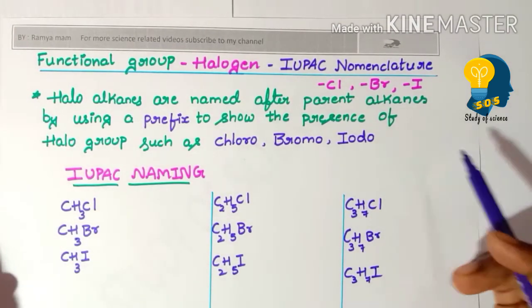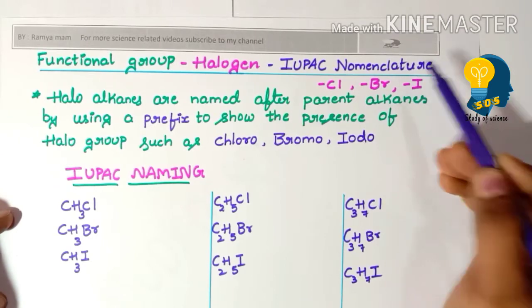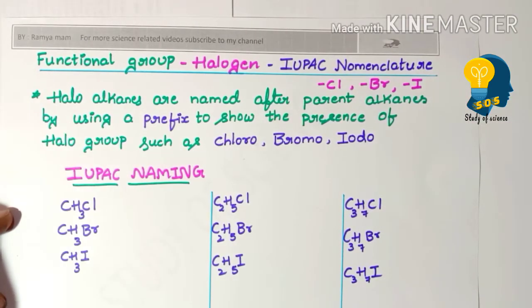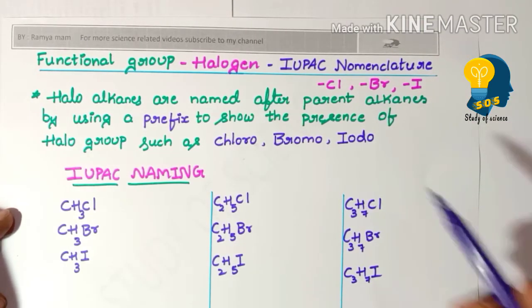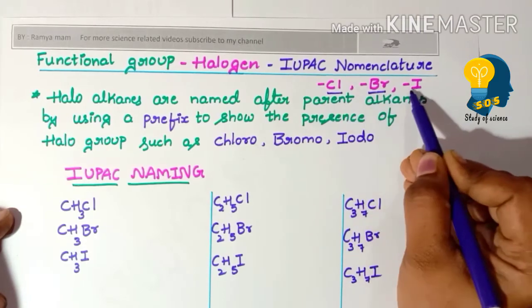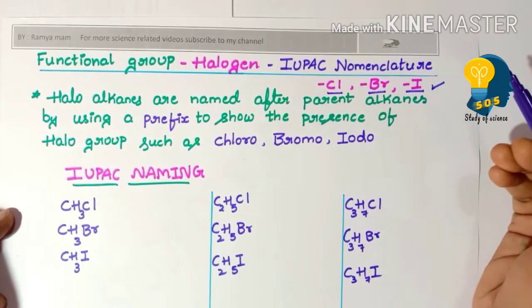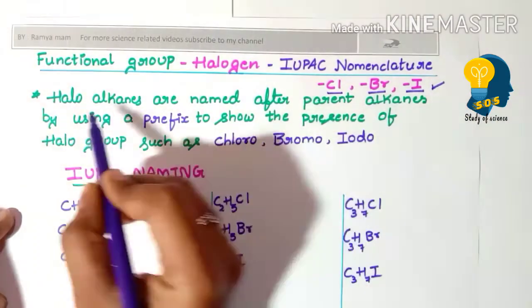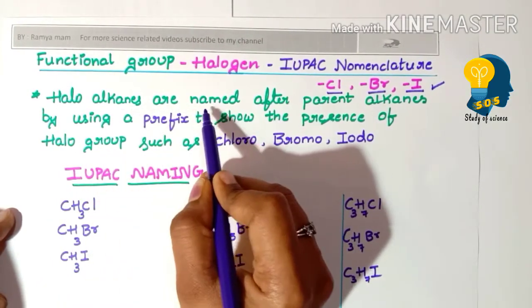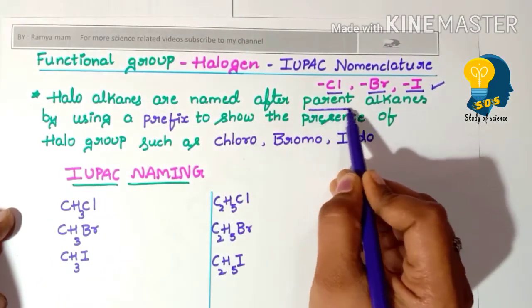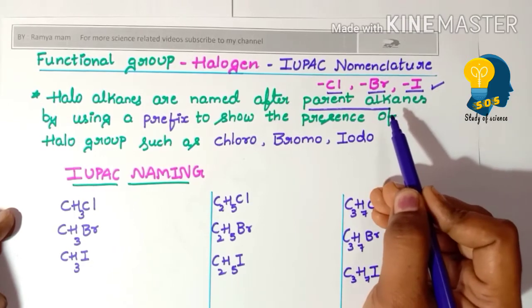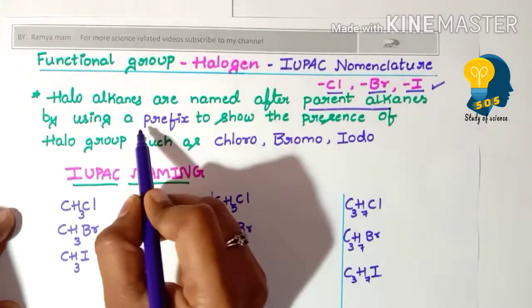So here is our functional group halogen again. We are going to understand the IUPAC naming, that is the IUPAC nomenclature. Chlorine, bromine and iodine are the halogen group, the halo group. Haloalkanes are named after the parent alkanes by using the prefix.